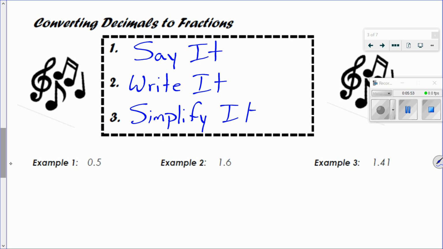Okay, so you guys ready? Let's try this together. I'm gonna do my best Mr. Wall impression. I'll lead you guys. Let's go together. Everybody ready? Here we go. Say it, write it, simplify it. How you guys feeling on that, okay?